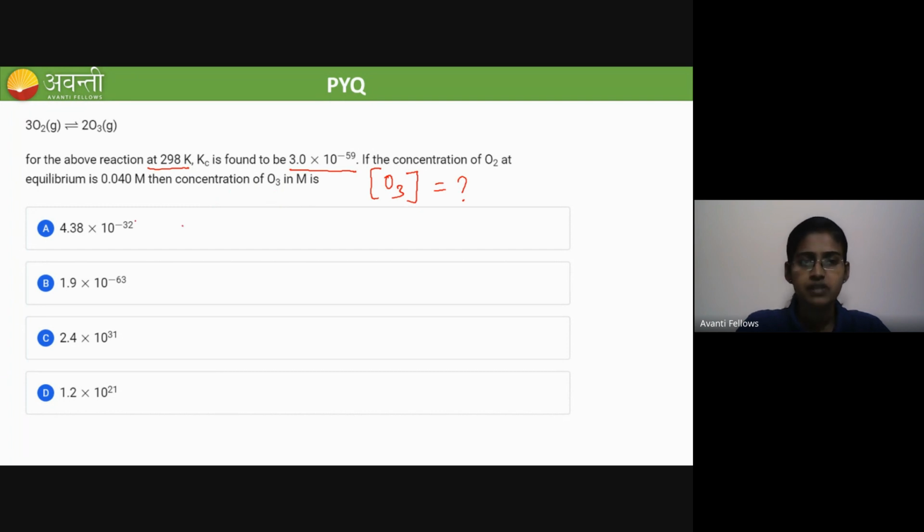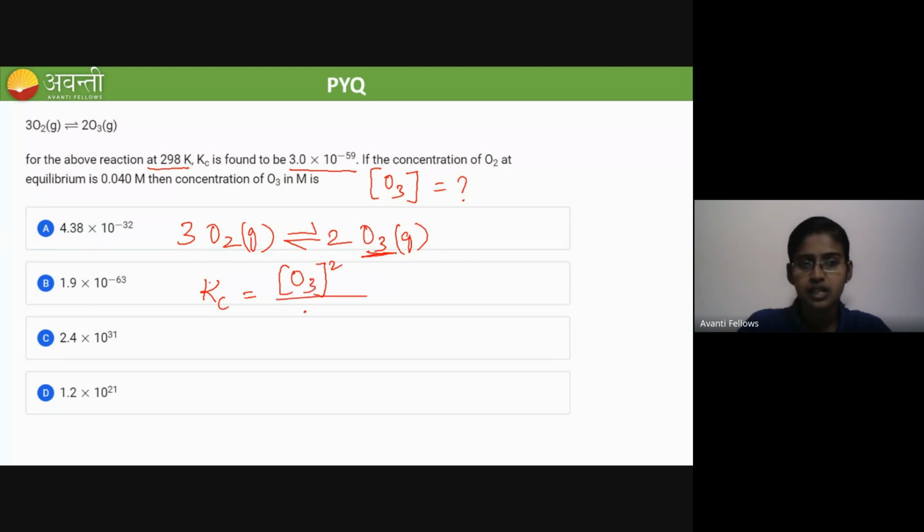So we have this reaction, 3O2 in equilibrium with 2O3. O2 is oxygen and O3 is ozone, right? If I have to write Kc, it is product by reactant, each raised to its stoichiometric coefficient. The product is O3, so write its concentration and the power is 2.